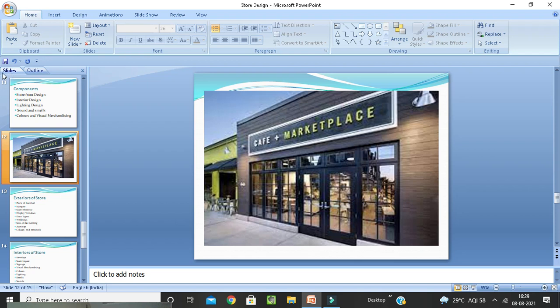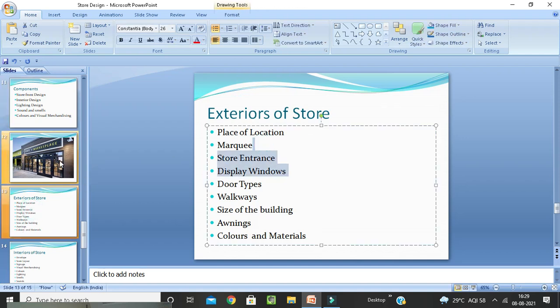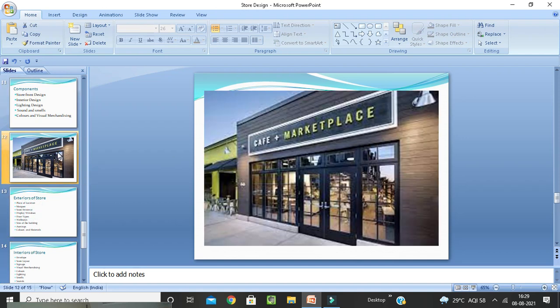Then marquee. Second one is marquee. See, the marquee, what is happening? The store marquee and the store frontage also play an important role in influencing the perception of consumers about the store. It is the identification of the retailer or the retail store. It helps the retailer to identify the store and attracts customers.